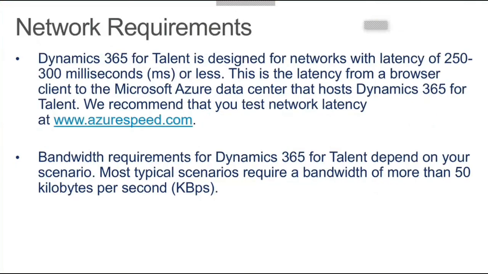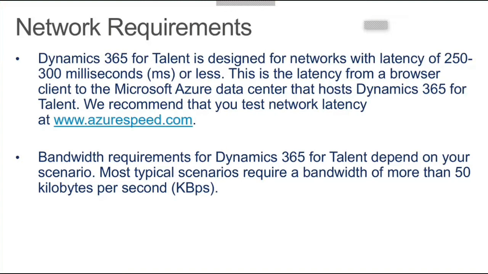Network requirements. So Talent is designed for a network latency of 250 to 300 milliseconds or less, obviously. It's not difficult to get this latency on good networks, but you may want to test your network before committing to Dynamics 365. AzureSpeed.com is a good tool for testing your connectivity speed to Talent. In terms of bandwidth, most typical scenarios require a dedicated bandwidth of 50 kilobytes per second, which, again, is average, not that bad.